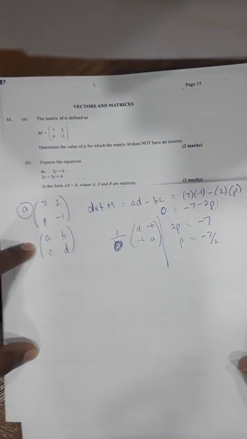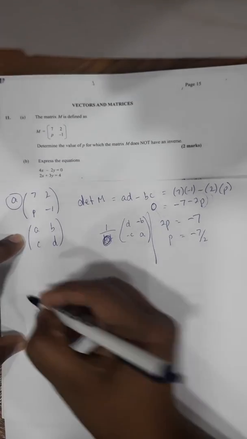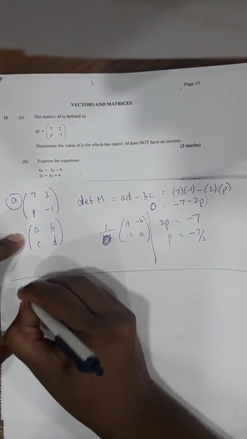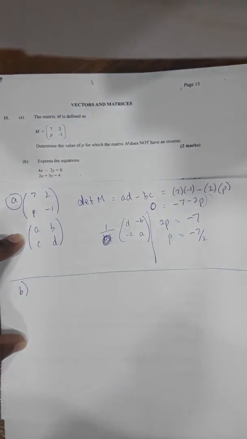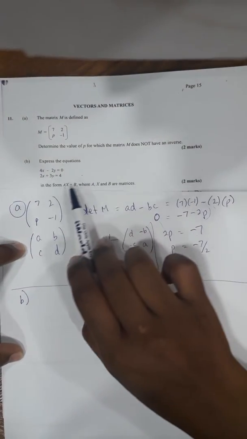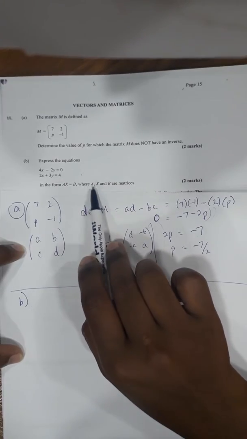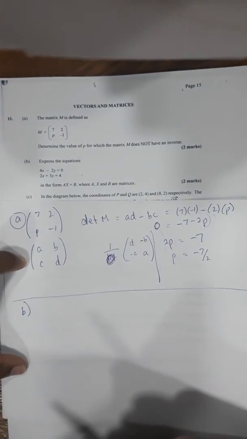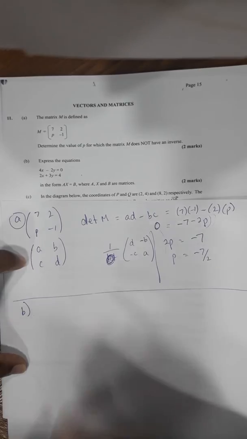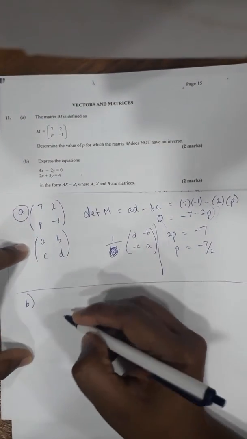I hope y'all can see this. Okay, shifting my page. Right, moving on to part B now. They said to express the equations, two simultaneous equations, in the form AX equals B, where A, X, and B are matrices. 2 marks. Finally, should have given more marks. Oh no, it's just to express actually, not to solve anything.